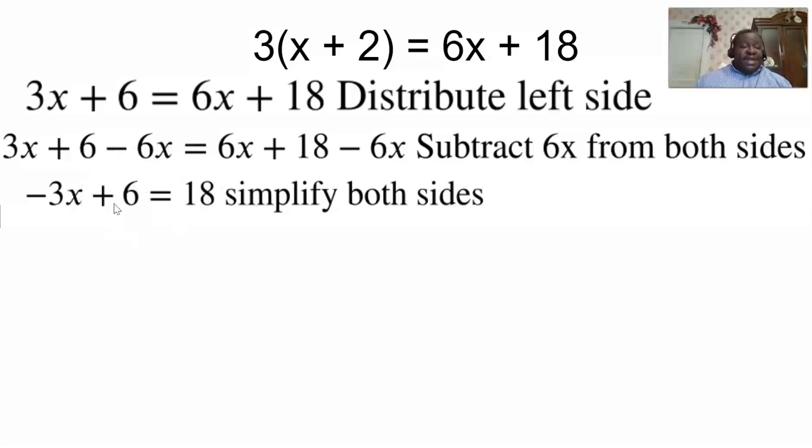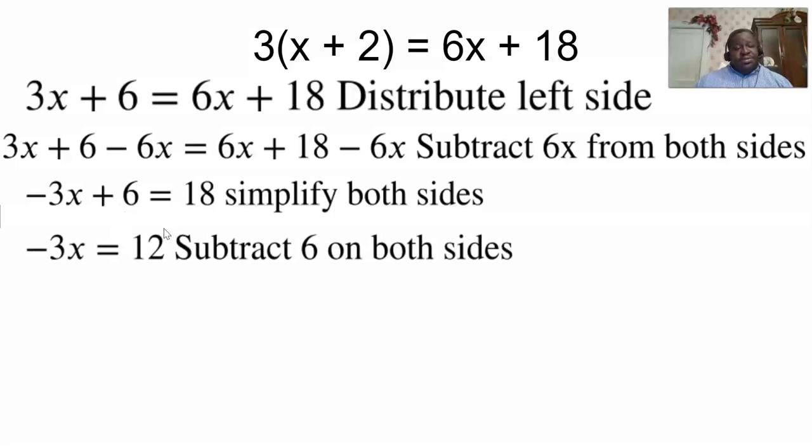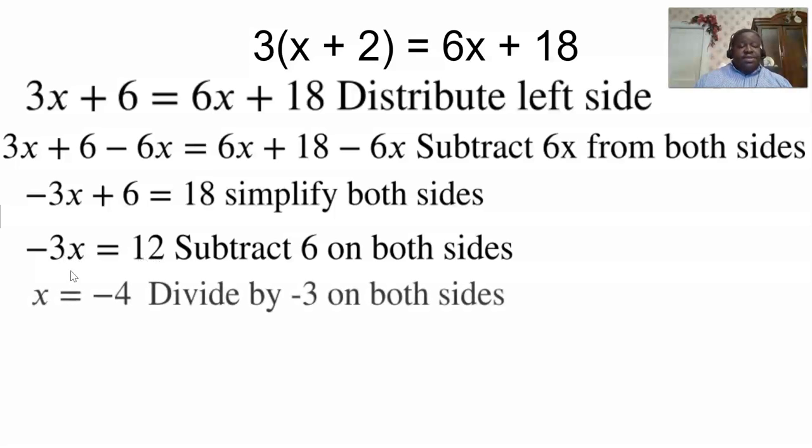Now we're going to move the 6 over. To move the 6, we're going to subtract 6 from both sides. So we'll have -3x = 18 - 6, which is 12. So -3x = 12. And our final step is to divide by -3. So x works out to be -4.